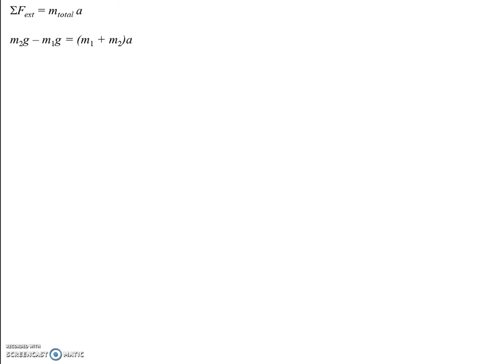Rearranged for acceleration, you can pull a G to the outside, and you get M2 minus M1, quantity, times G, divided by the quantity M1 plus M2, or as we've done in class, M2G minus M1G all over the total mass of M1 plus M2. So that's the old way of doing things. That's when we assumed the pulley had no mass, it didn't rotate, the string just slipped on the pulley.